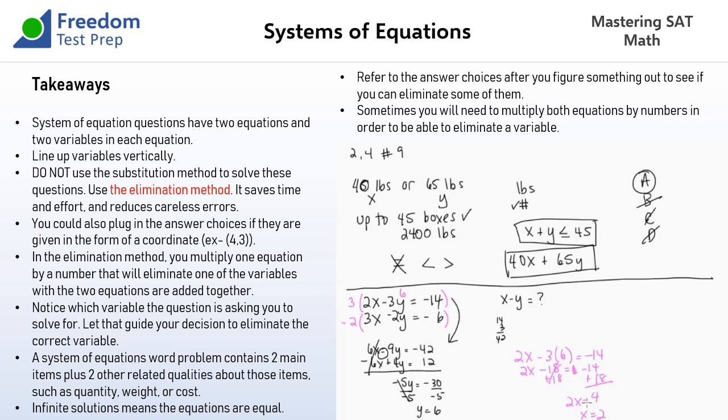And now we have x minus y. We come back up. We've got a 2 for the x, a 6 for the y, and we're going to get negative 4. And that's our answer. So this is the more complex type of question for system of equations. Let's see if there's anything else.